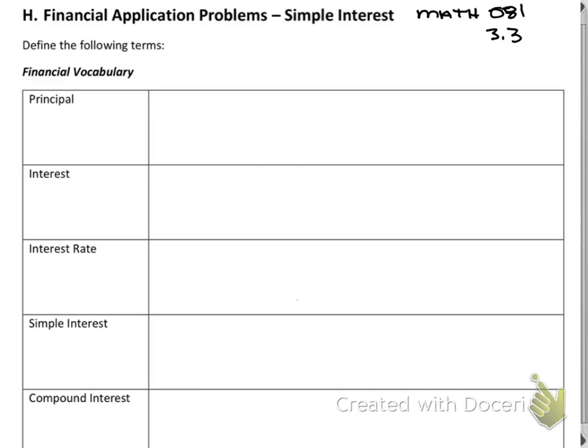We're going to be working through some financial application problems involving simple interest. So the general formula for simple interest is I equals P times R times T.